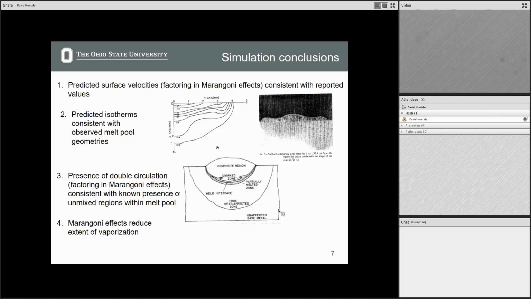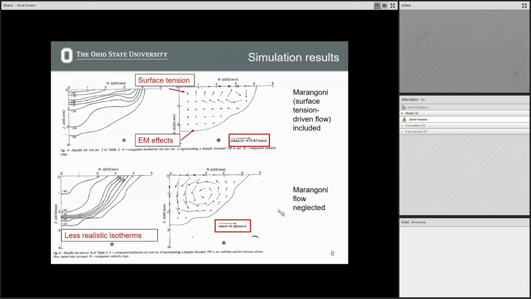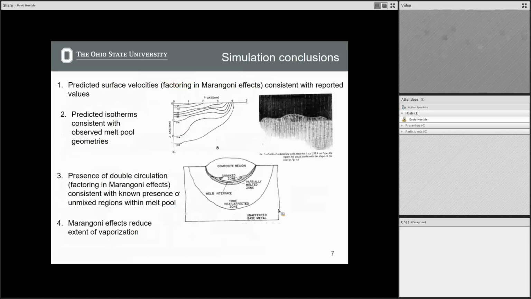What is interesting here is that the fact that these two convective loops are going in opposite directions means there's a stagnation point here where they meet, right? And what they say is that this is an explanation for a known effect where in certain welds you get a region of unmixed material right here.